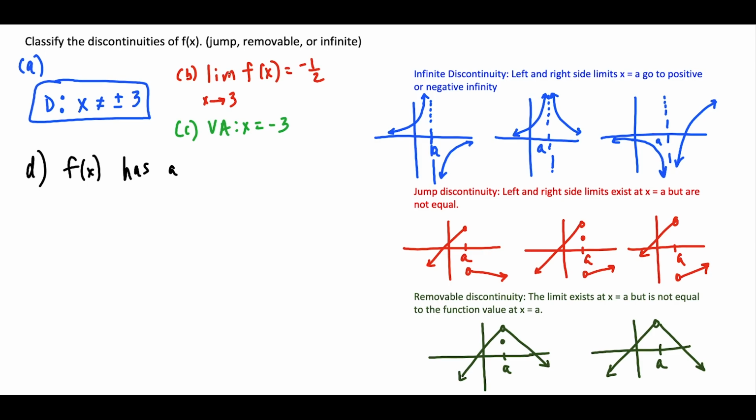Well, if we look at the work for part B, we found that we actually have a limit as x approaches 3 of negative 1/2. So if you take a moment to read through these, you'll see that we have a removable discontinuity at x equals 3 because the function has a limit, it's just not defined there. So the limit is not equal to the function value because there is no defined function value at x equals 3.